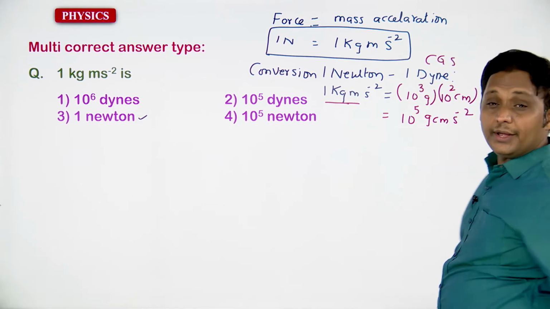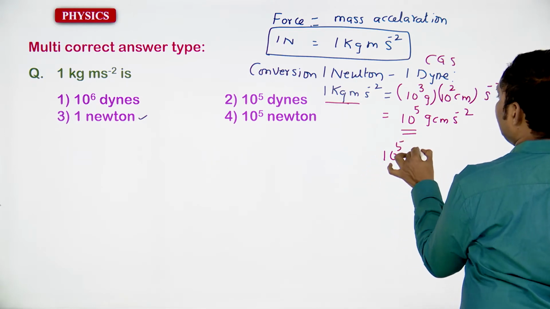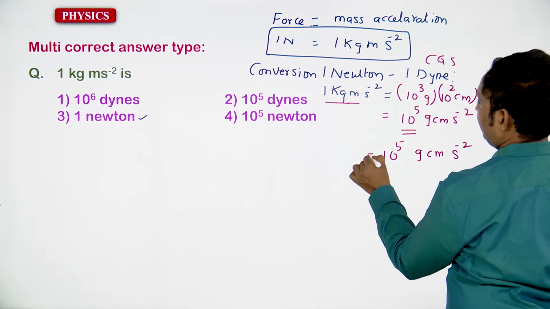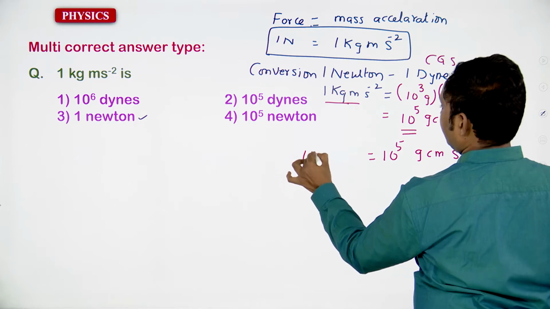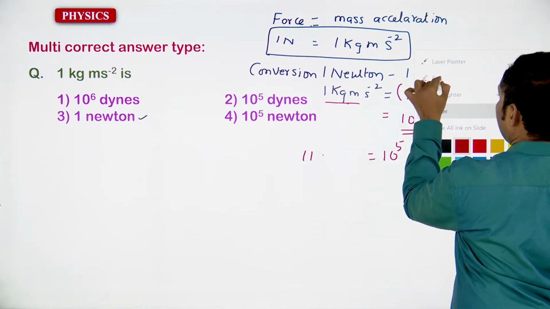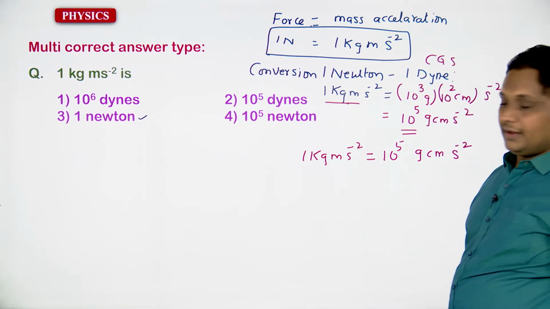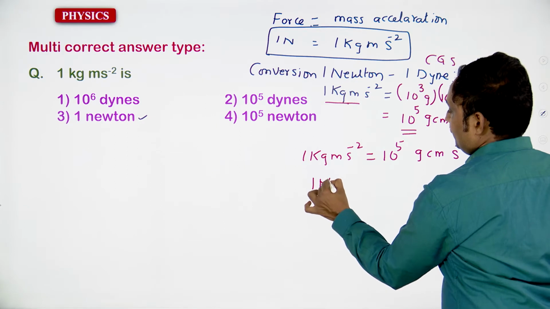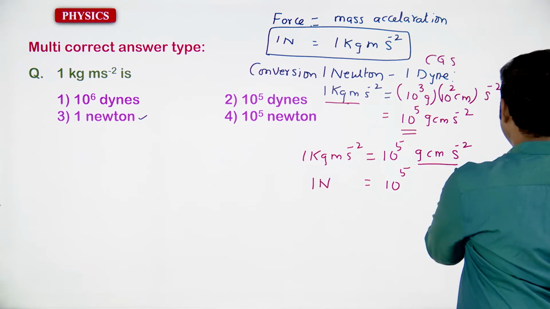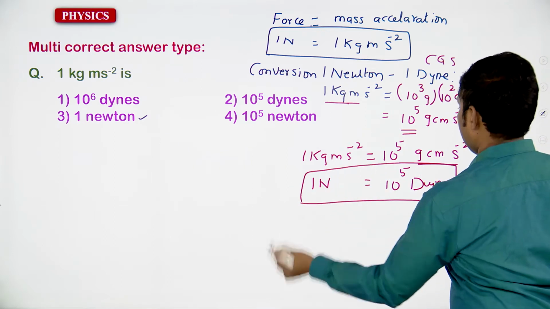All right. Now if you are going to look into the matter, you just have to take that 10 to the power of 5 grams centimeter per second square. Just write it down, that is 1 Newton. Yeah, 1 kg meter per second square is equal to 1 Newton. All right, it should be equal to 10 to the power of 5, and it is going to be written as dyne. From this one, we will confirm.